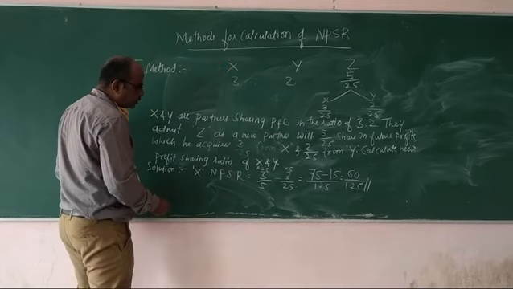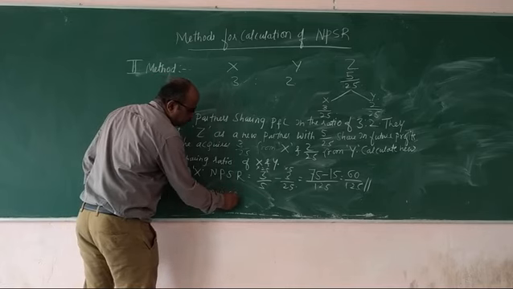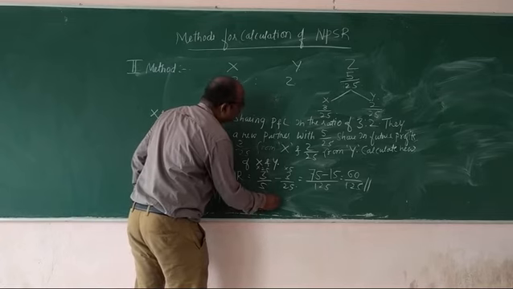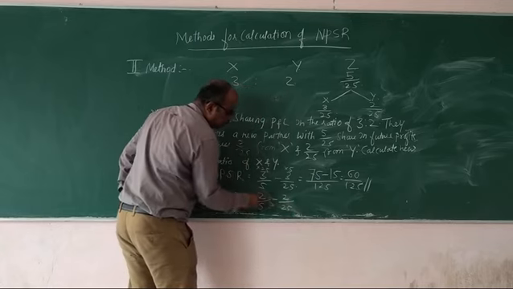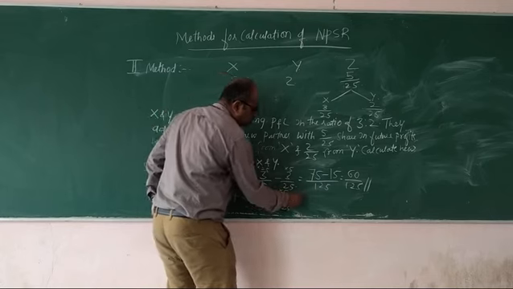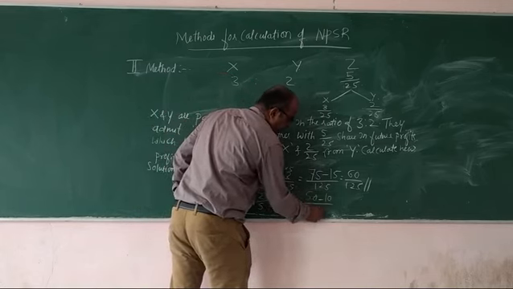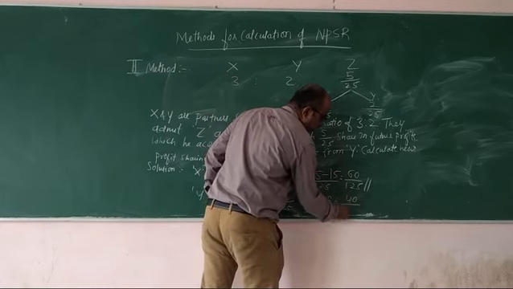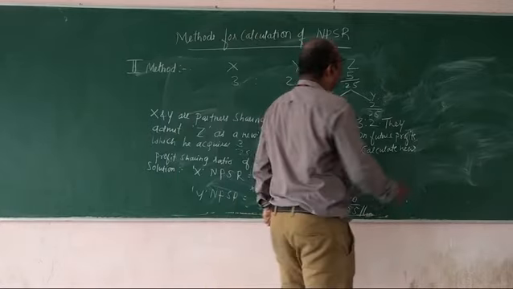And now let us see the new profit sharing ratio of Y. Y's new profit sharing ratio equals the old ratio, which was 2/5, minus what he has contributed or sacrificed, 2/25. Let us cross multiply here into 25 into 5. So 50 minus 10 over 125, that is 5 into 25, equals 40/125.